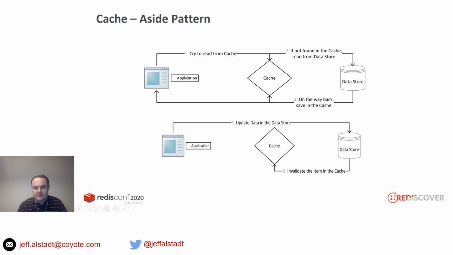Now let's say the application has to do some update. Let's say the customer's address changes or something of that sort. Okay, the address changes, so that's going to be pushed to the database store. And inside that, it's going to then invalidate that item in the cache.